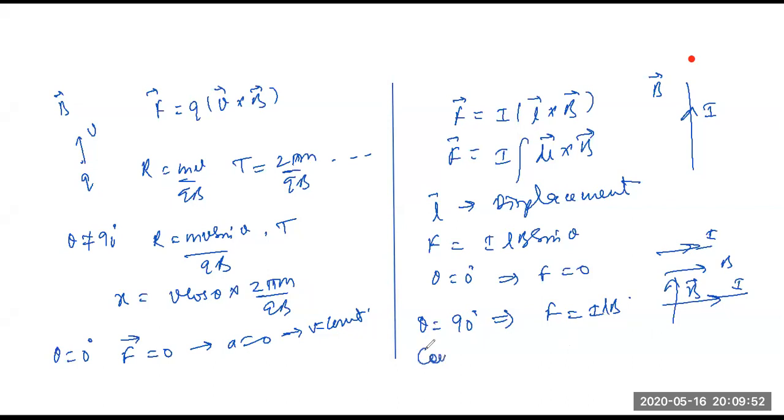And in case of a couple, F net will be equal to 0, but torque will be equal to M cross B, where M is I into A.